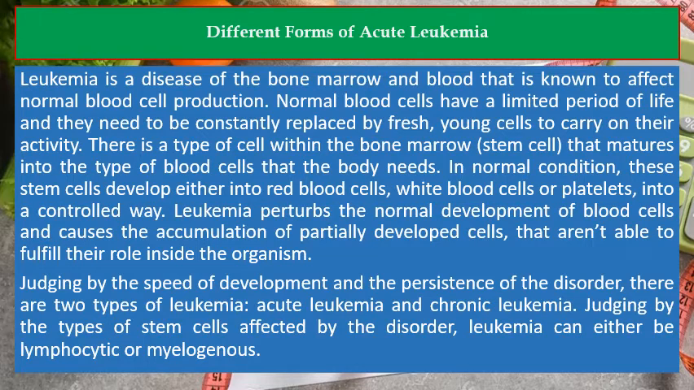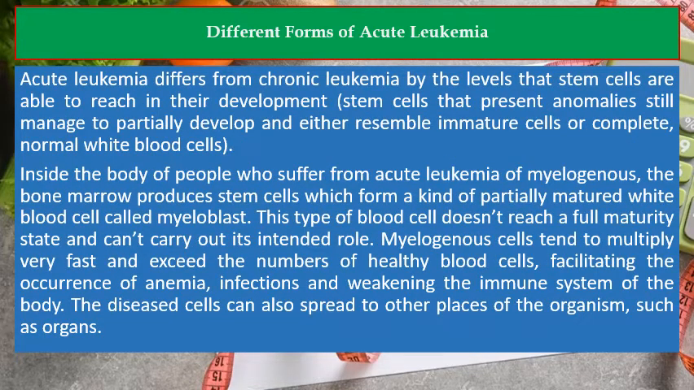Judging by the speed of development and the persistence of the disorder, there are two types of leukemia: acute leukemia and chronic leukemia. Judging by the types of stem cells affected by the disorder, leukemia can either be lymphocytic or myelogenous. Acute leukemia differs from chronic leukemia by the levels that stem cells are able to reach in their development. Stem cells that present anomalies still manage to partially develop and either resemble mature cells or complete, normal white blood cells.